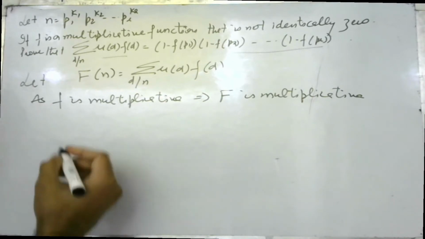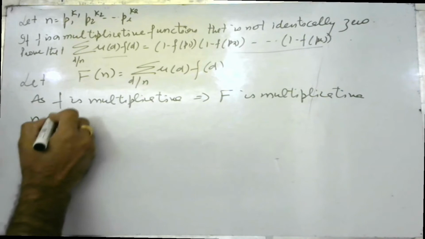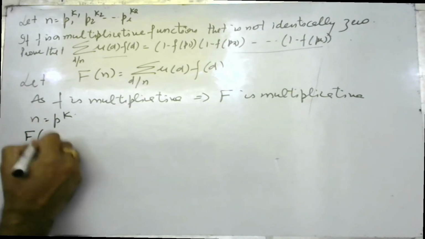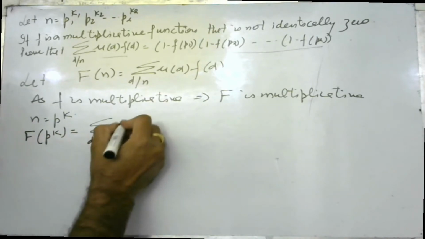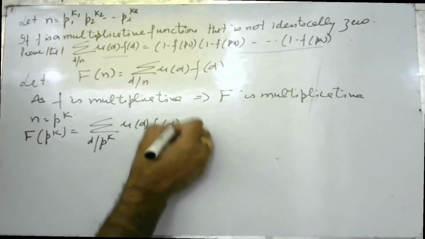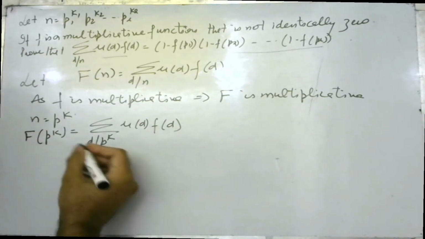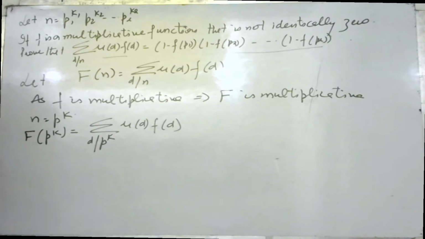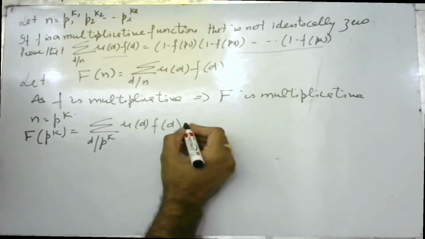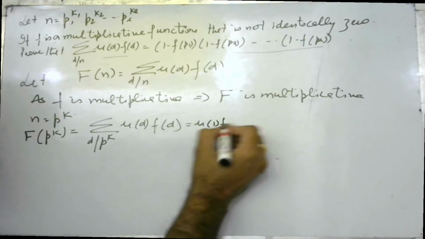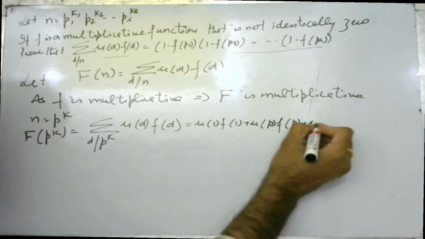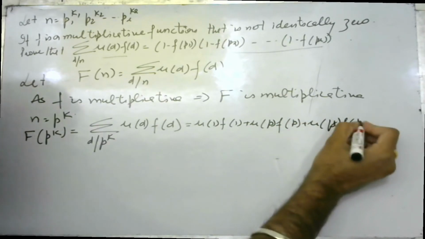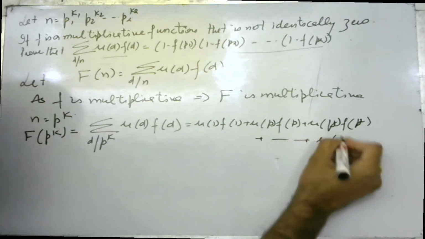For that, first we prove this formula for n equal to p power k. Let F of p power k be the sum over d dividing p power k of mu(d) f(d). Let us expand this summation. The divisors of p power k are 1 to p power k. First value is 1, second value is p, third value is p square, and last value is p power k.